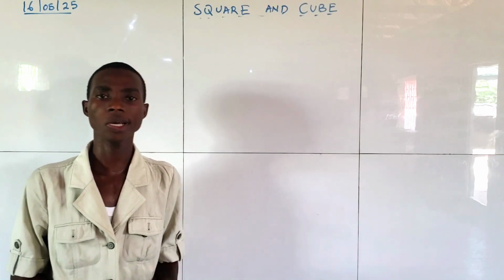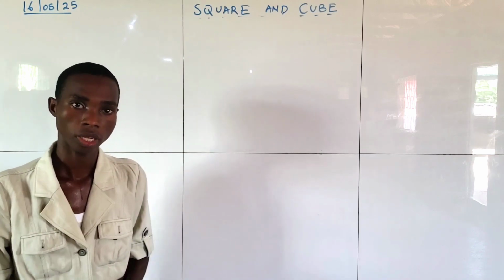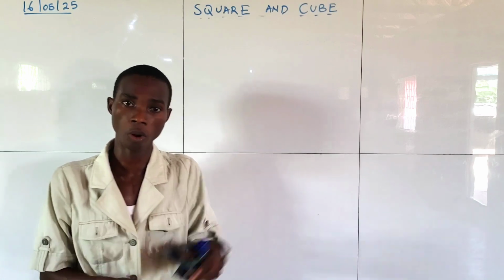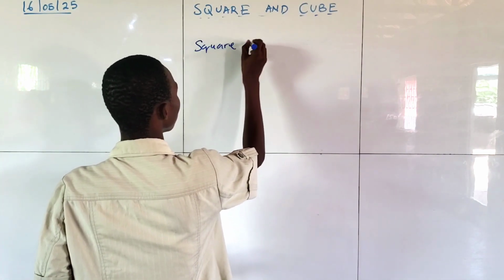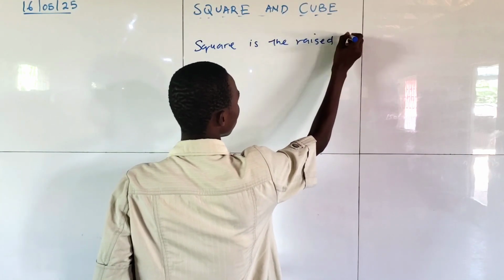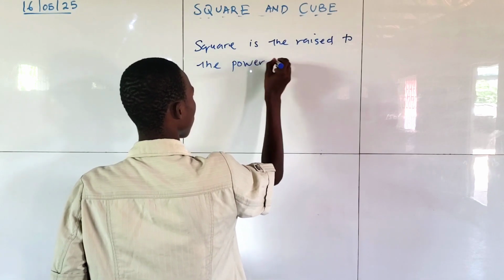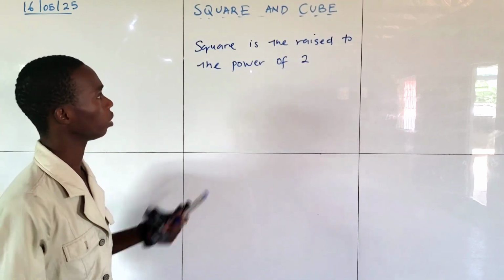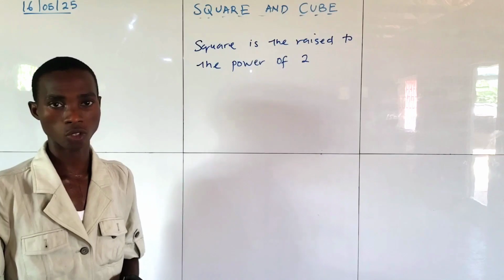I'm here to show you how to solve for the square and the cube. Now when I'm talking about the square, I'm not talking about square in terms of shape. I'm talking about square in terms of mathematics, which is raised to the power of 2. Square here is raised to the power of 2. Now, examples of a square.